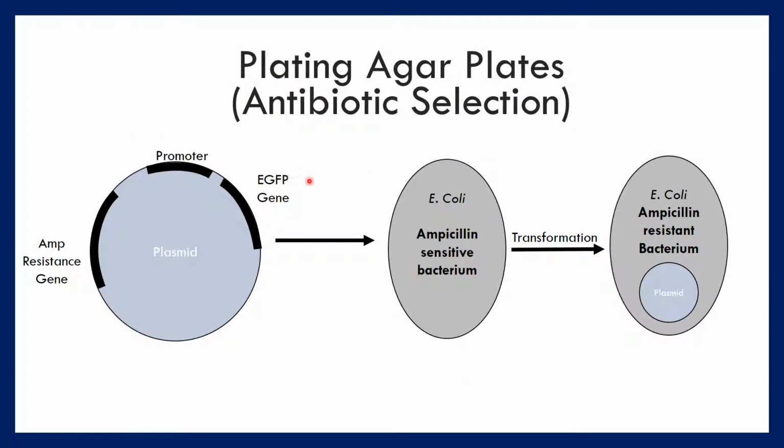Next, we're going to be plating them on an LB and ampicillin plate. The ampicillin will kill off any other bacterium that is not the one we want, which already has a resistance gene, as shown here through the trend.